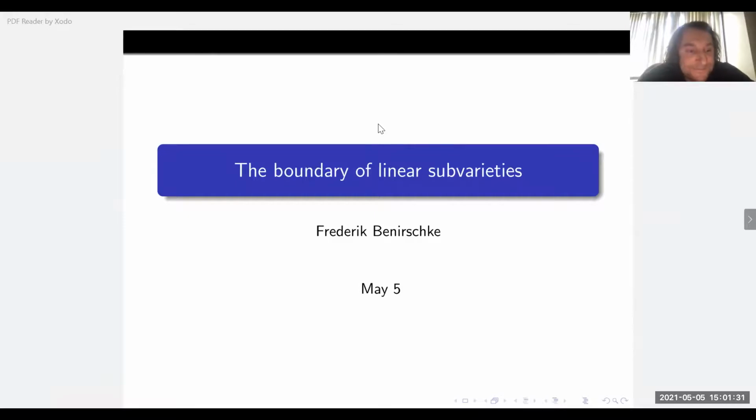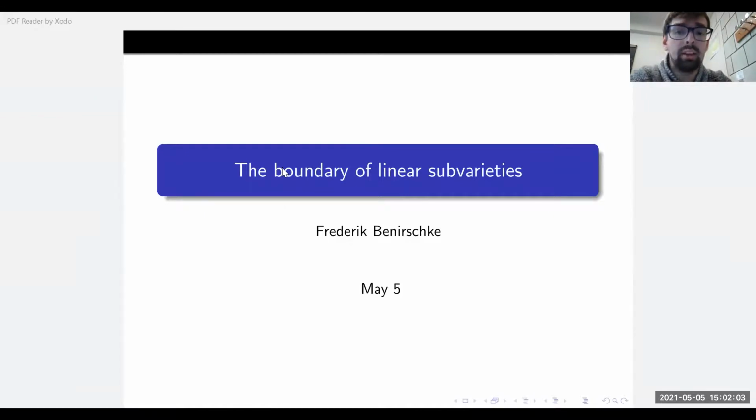Yeah, thank you very much for the opportunity to present a part of my thesis here in this colloquium style talk. So, I want to talk about the boundary of linear subvarieties, and I'm going to spend most of my time explaining what those linear subvarieties are and why we care about them, and just in the very end, maybe I'll tell you what my contribution to the subject is.